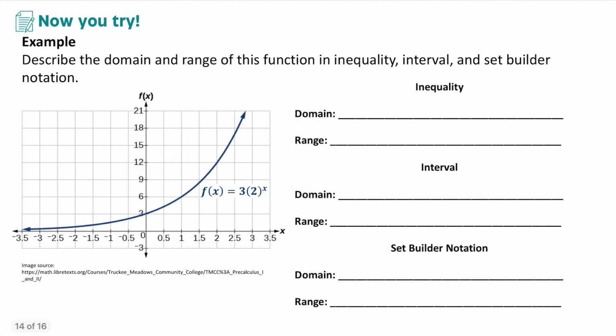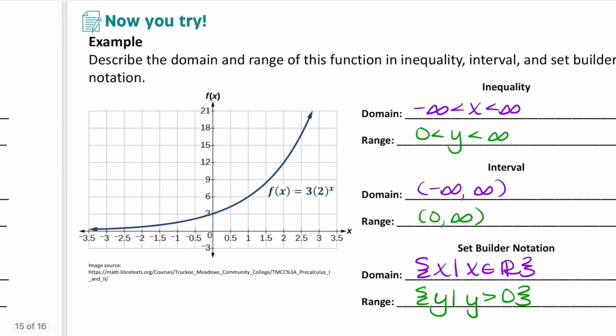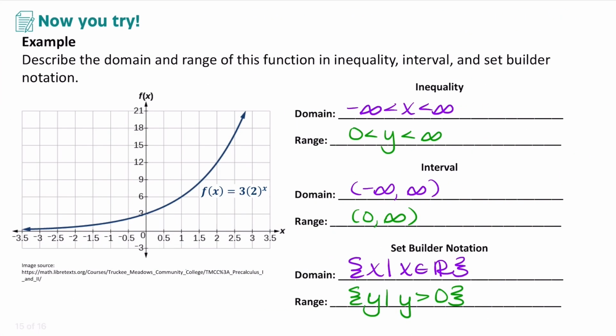So now you can go ahead and pause the video and try doing this example on your own. So notice that this is an exponential function, so that'll help you figure out the range. So what happens in exponential functions is that all real numbers are included in x, so the domain is going to be negative infinity to positive infinity.